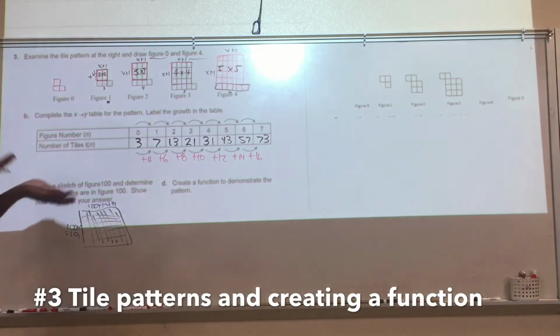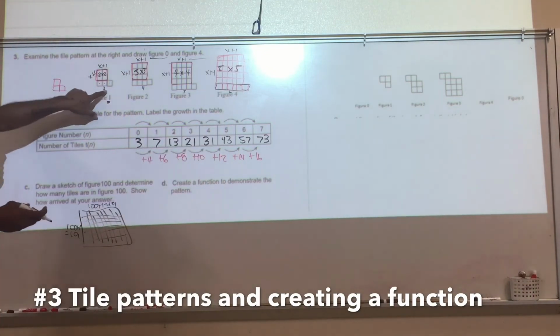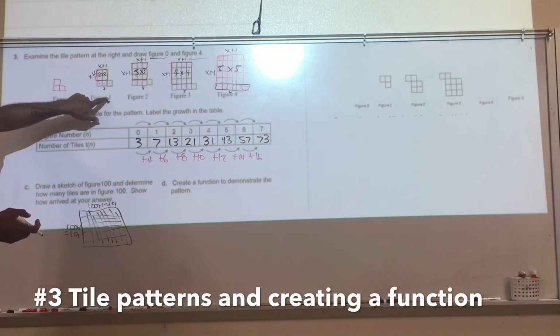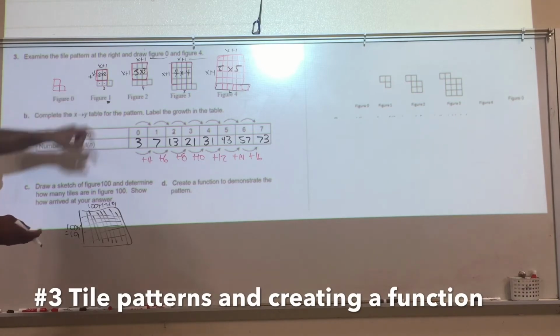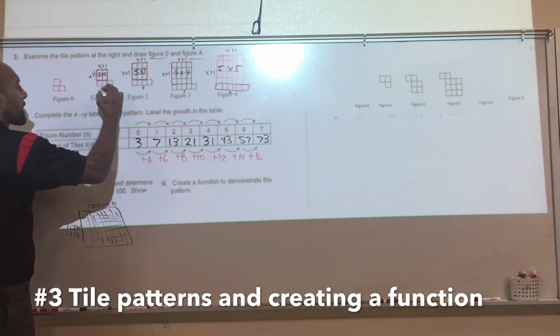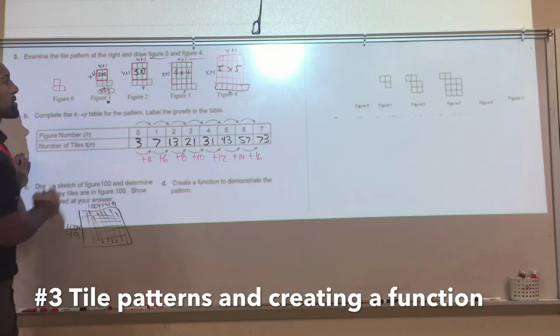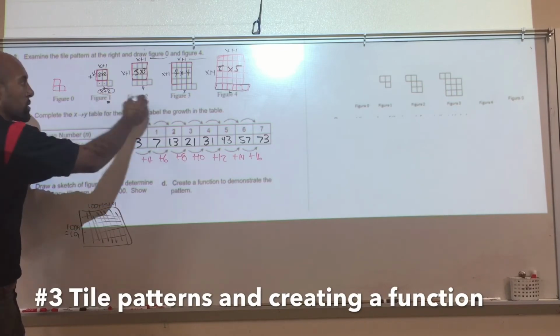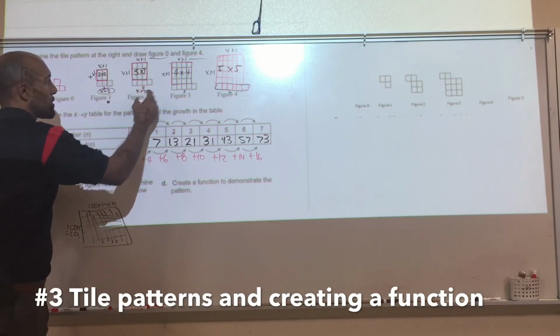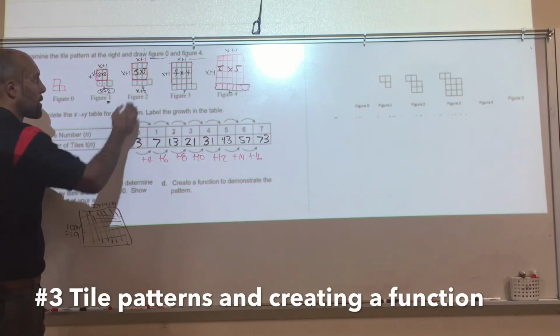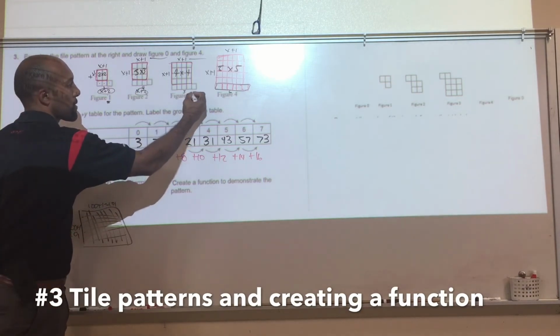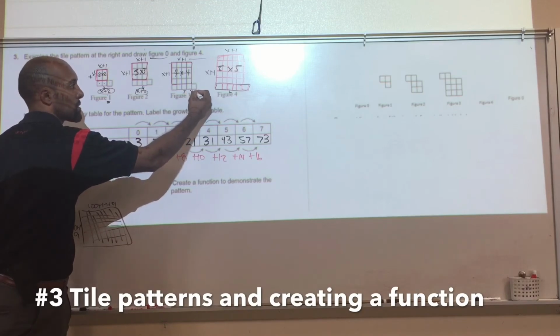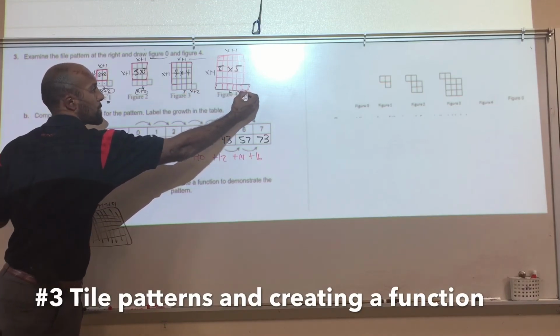Okay, so let's look at how that relates to the figure number. Well, these 3, that's 2 bigger than the figure number. So the bottom is x plus 2, because it's the figure number plus 2. Figure number 2 plus 2 is 4, and then figure number 3 plus 2 is 5, so x plus 2 again.